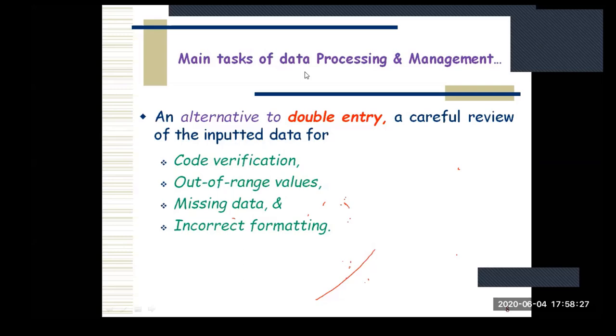And incorrect formatting is also another problem that is particularly common in data analysis. Incorrect formatting means simply, let's say for instance, we are expected to insert data for sex as 1 or 2. We expect the data must be inserted as either 1 or 2, but if you, for instance, insert 80, this is incorrect formatting, and it is out of range.